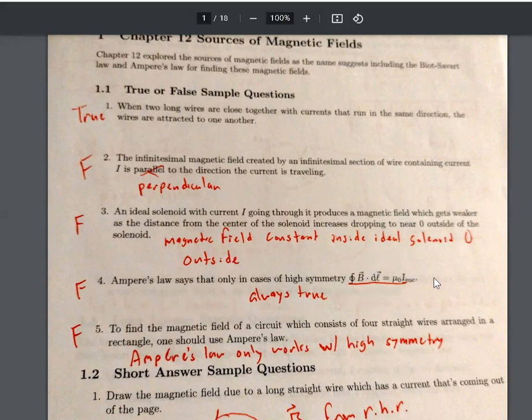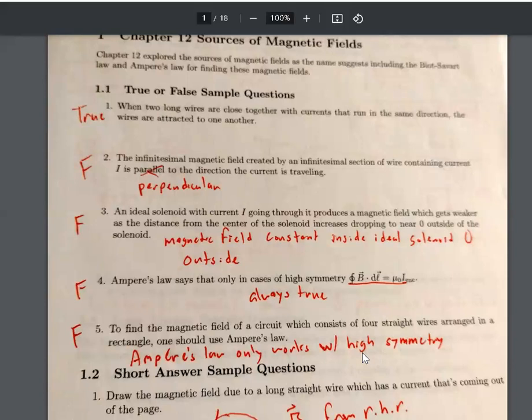So Ampere's law says that this integral is equal to mu naught times the current enclosed. That is always true. It just is. This is always true 100% of the time. But you can only use this to actually solve for the magnetic field in cases of high symmetry. So in particular, if you have cylindrical symmetry.